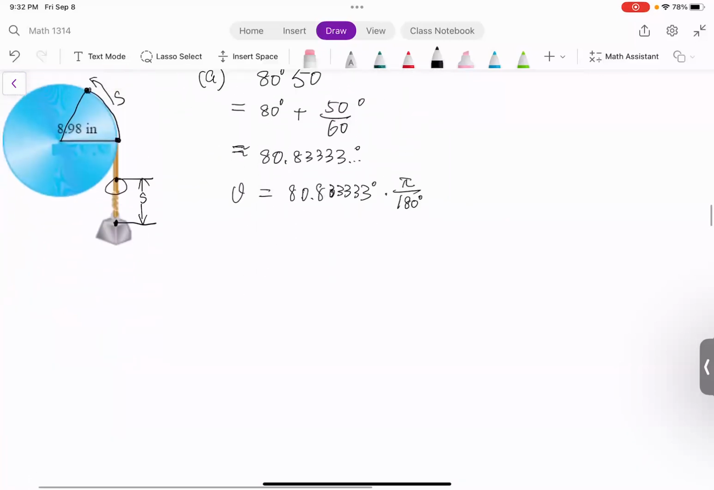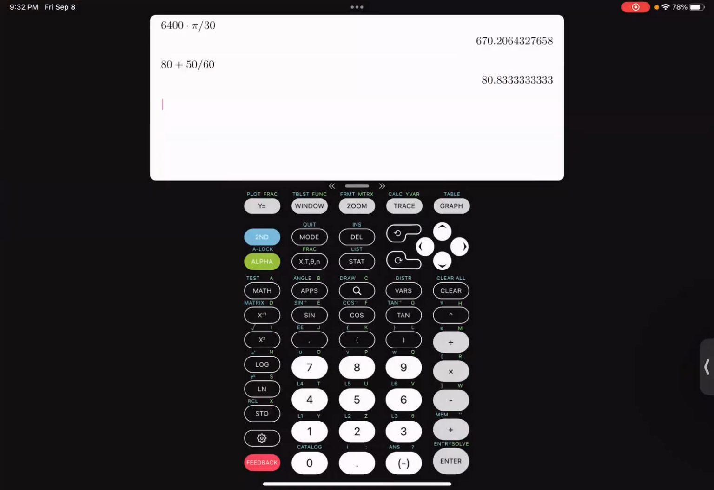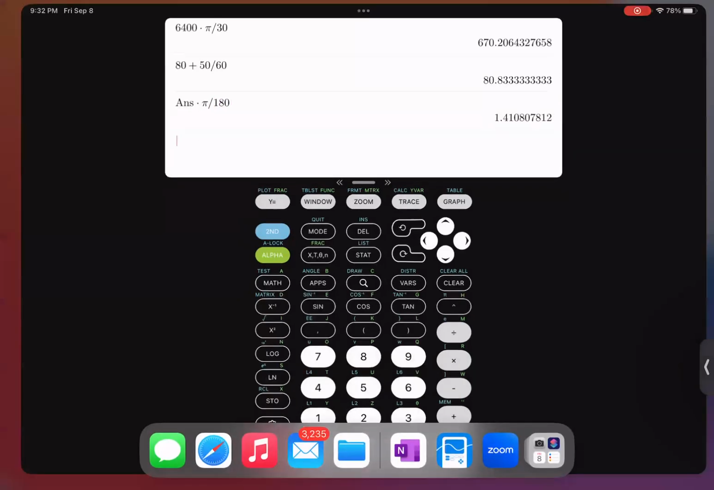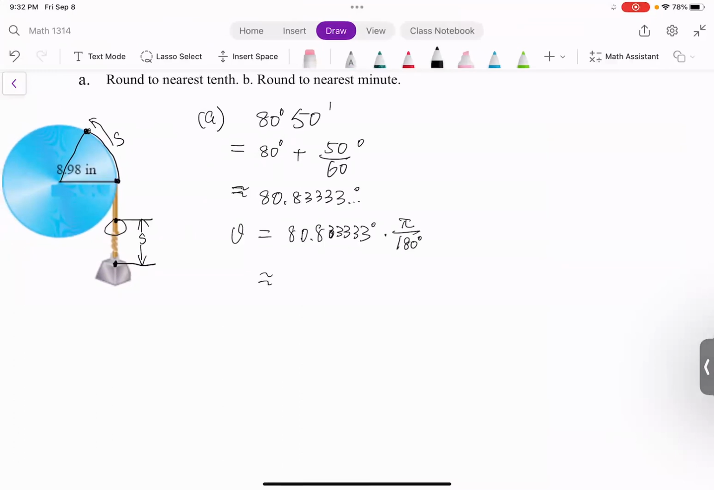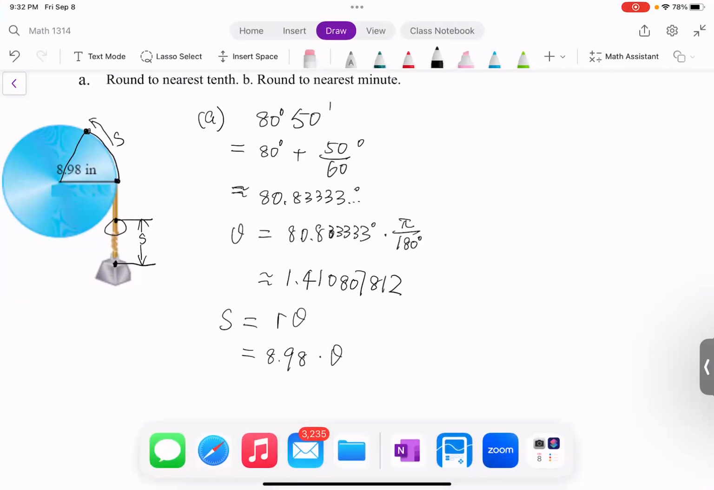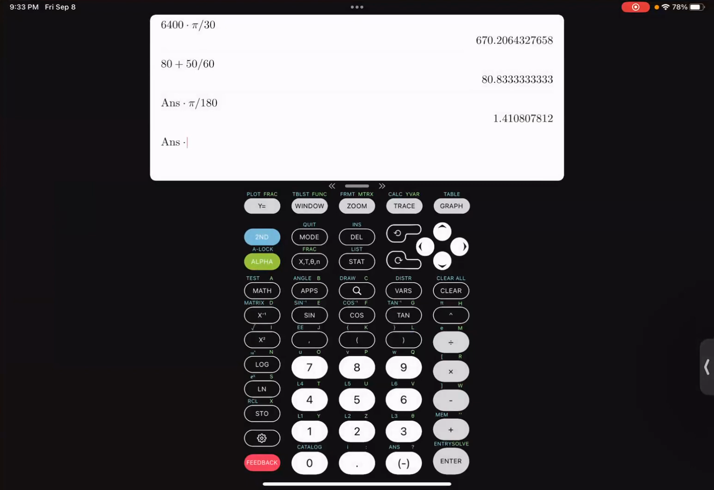So use this answer, multiply by pi, and then divide by 180 degrees. What is that? Okay, I got 1.410807812. Let's put it here. So my theta in radian mode is about 1.410807812. And then finally, I can use the formula to find arc length. S equals R theta, and R is 8.98 multiplied by theta. I don't want to copy that because I have it in my calculator. So use this number multiplied by 8.98.